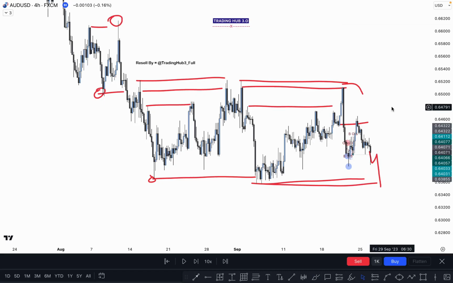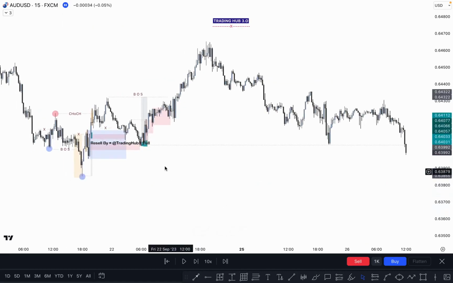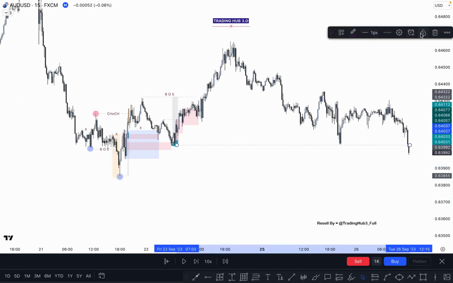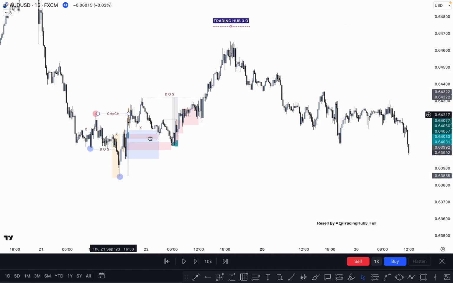Okay, so overall direction looks bearish in AUD/USD based on the higher time frame, 4-hour and 15-minute time frames. Now I'm going to switch here to the 15-minute time frame again to see exactly what's going on here. In this case, you can see this point becomes our choch. It means market momentum turned from bullish to bearish, right? Market momentum turned bearish.